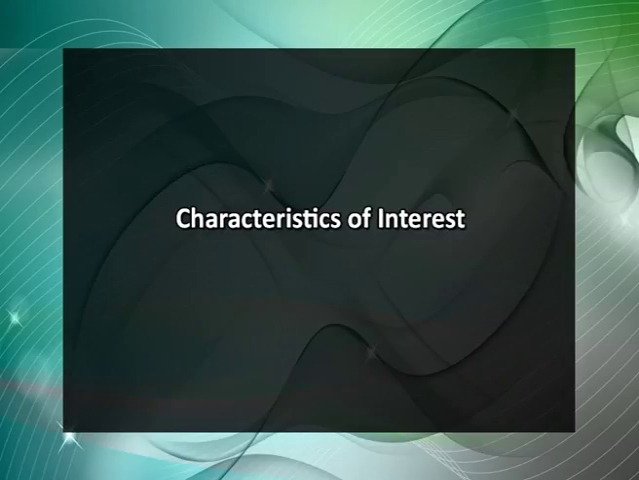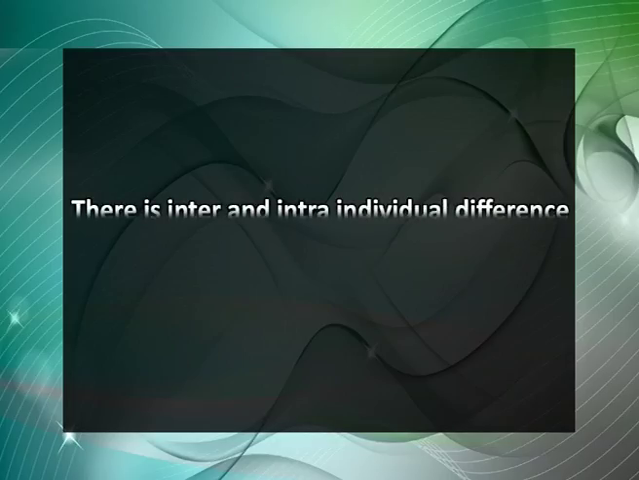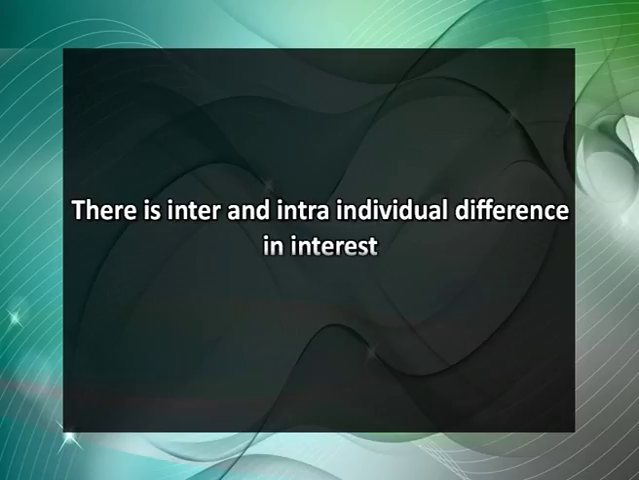Now, characteristics of interest. Number 1. Interests are the product of heredity and environment. Number 2. Interests vary with age and place but are relatively stable. Number 3. There is inter and intra-individual difference in interest. Number 4, interest determines one's personality. Number 5, there is positive correlation between interest and achievement.